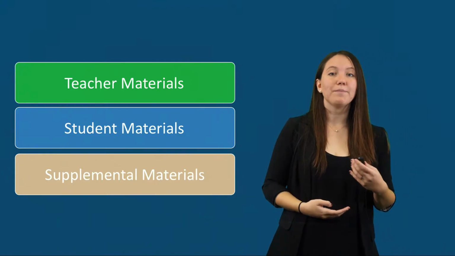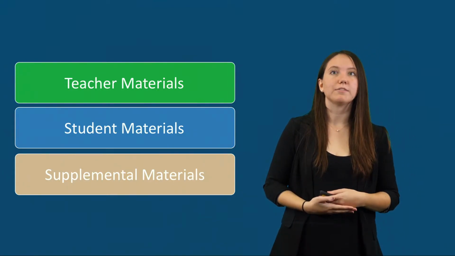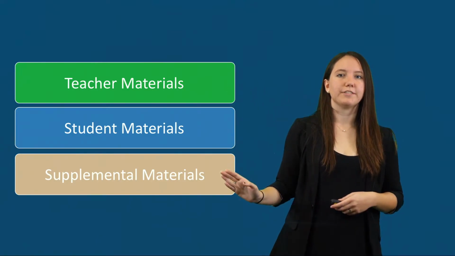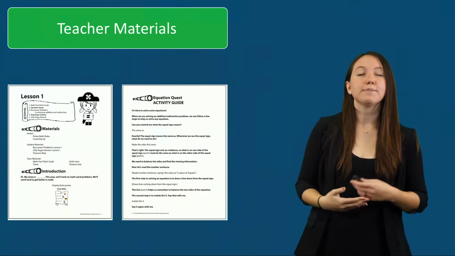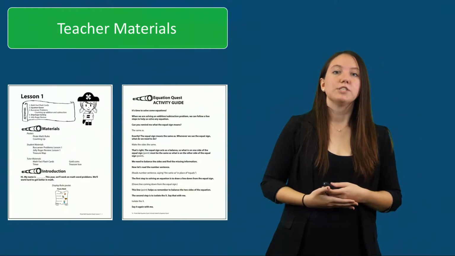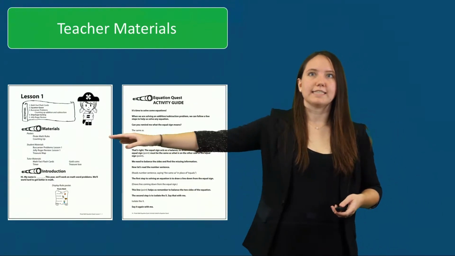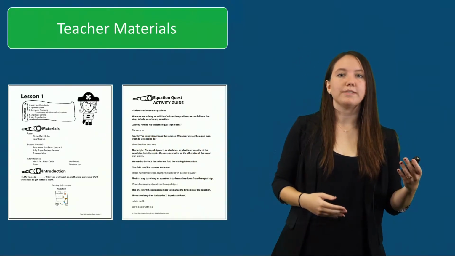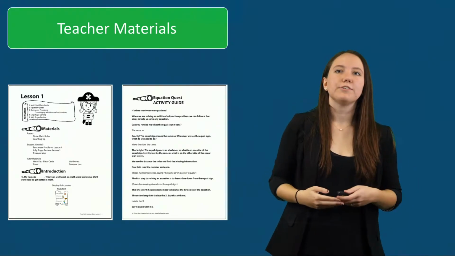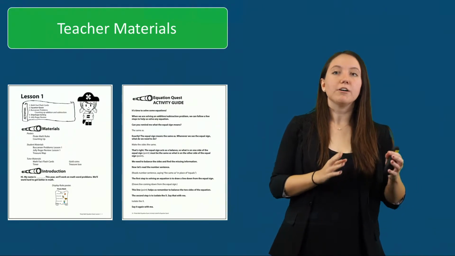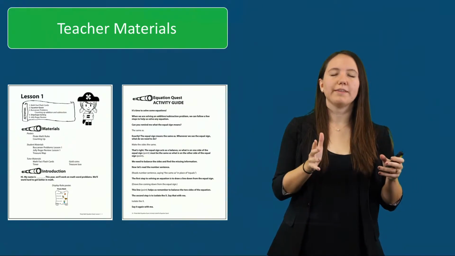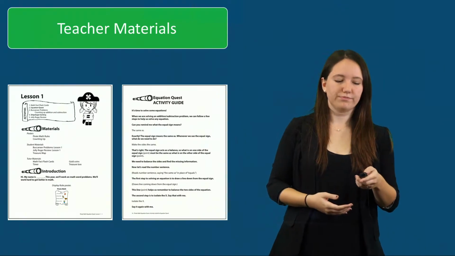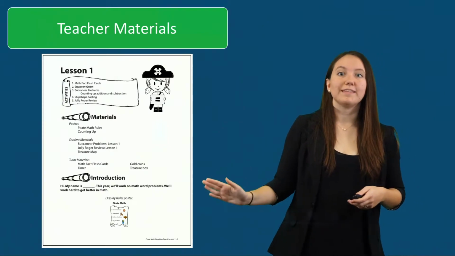So as I mentioned, the Pirate Math Equation Quest Small Group Intervention Manual contains 3 sections: teacher materials, student materials, and supplemental materials. First I'm going to talk about the teacher materials. The teacher materials consist of lesson guides and activity guides, and also supplemental materials. But as I mentioned, those are included in the teacher materials and student materials, but they're also included in their own section, so I'll talk about them when we get to the supplemental materials section of the manual. So first let's talk about the lesson guides.